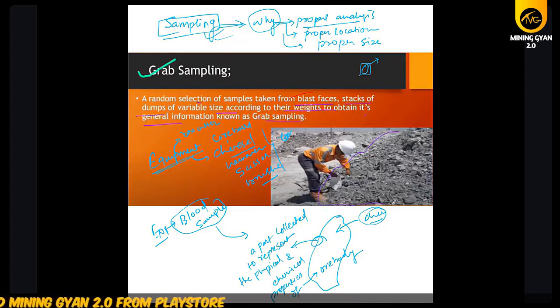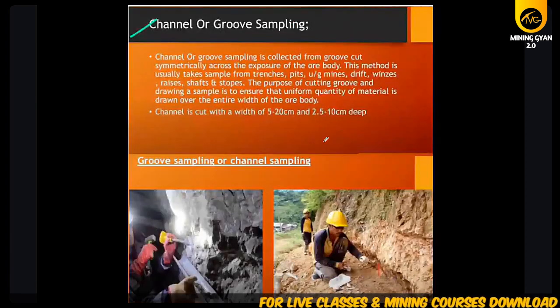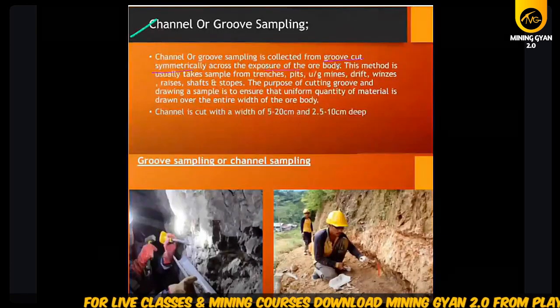ये आपका ब्लास्टेड है, वहां जाके आपने कहीं से मटेरियल उठाया, पॉकेट में रखा, लेबोरेटरी में गए, चेक कर लिया, this is your grab sampling. Now come to the channel sampling. चैनल सैम्पलिंग में क्या होता है, collect from the grooves cut symmetrically across the exposed ore body.